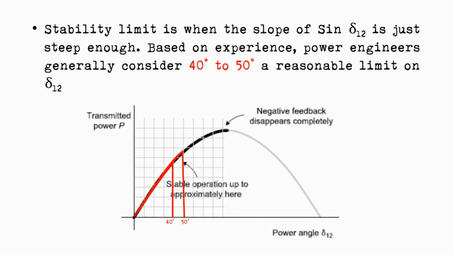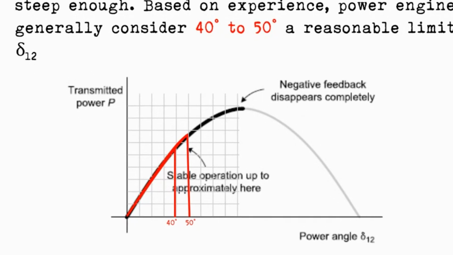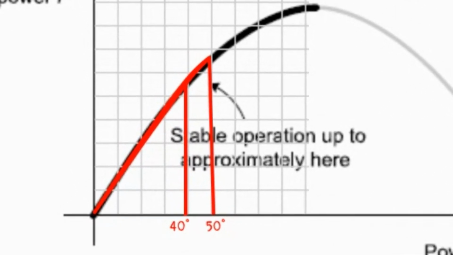As we explained earlier, you can see here for this curve, normally from experience of power systems, between 40 and 50 degrees, these are reasonable limits that you can work on in a stable power system. The highest point is 90 degrees, and your limit is between 40 and 50, and the 90. This is your stability limit. You should not exceed this stability limit.